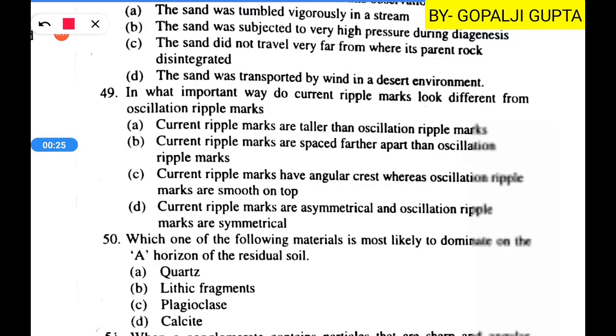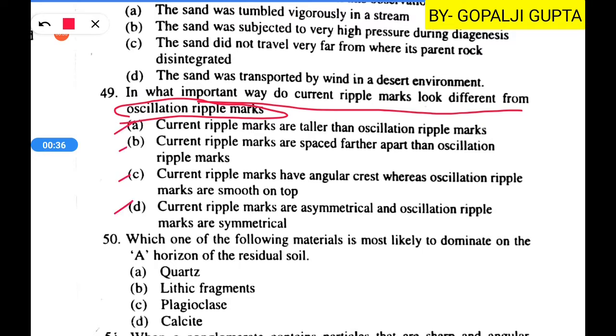It is saying, in what important way do current ripples look different from the oscillation ripple marks? You have four options. Out of those, the correct one is the fourth one, in which the current ripple marks are asymmetrical, while the oscillation ripple marks are symmetrical.